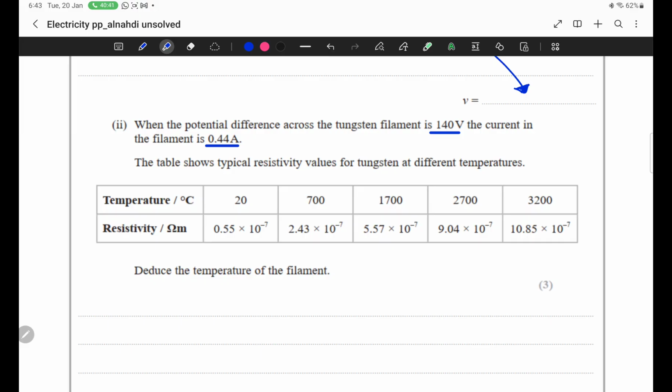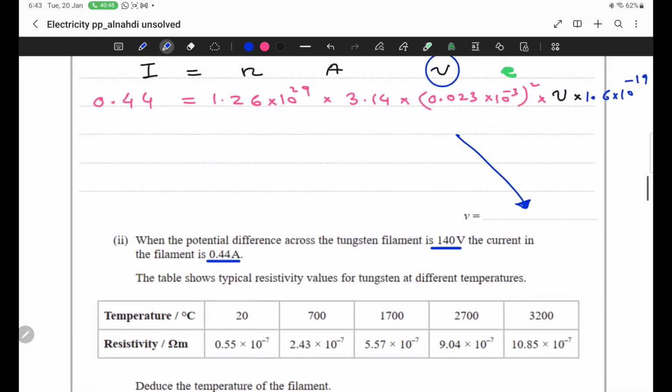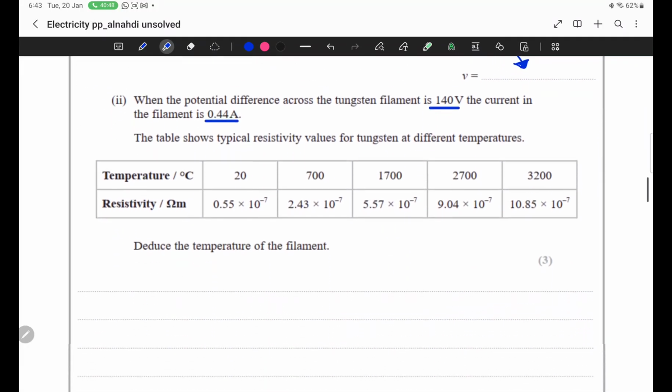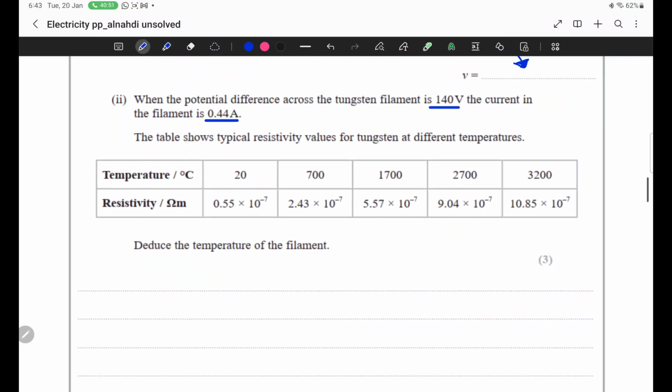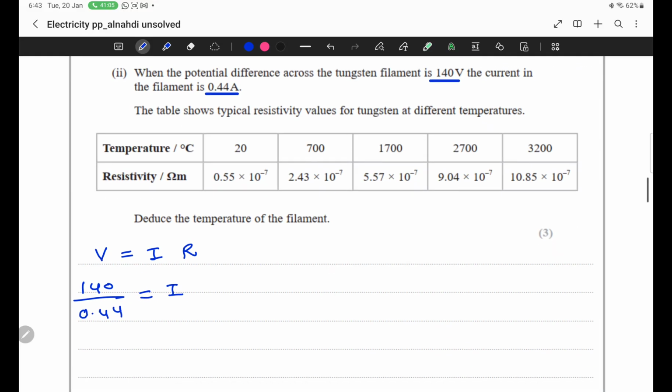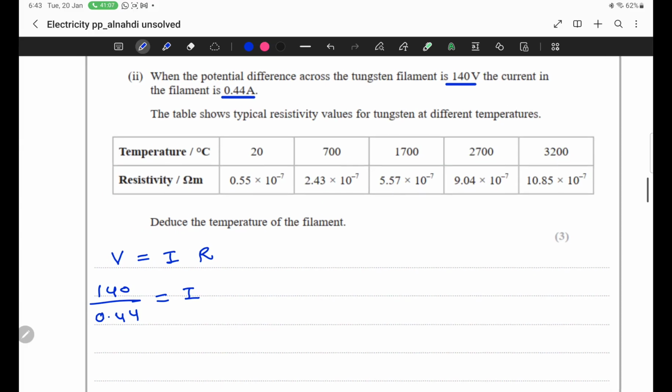deduce the temperature of the filament. Sir, what does that mean? So I'm going to explain. We are given voltage and current. So if you are given voltage and current, then we can calculate resistance. Sir, voltage 140, current 0.44. So you can calculate resistance. Ji beta Banin, what is resistance? 140 upon 0.44. What is the resistance?